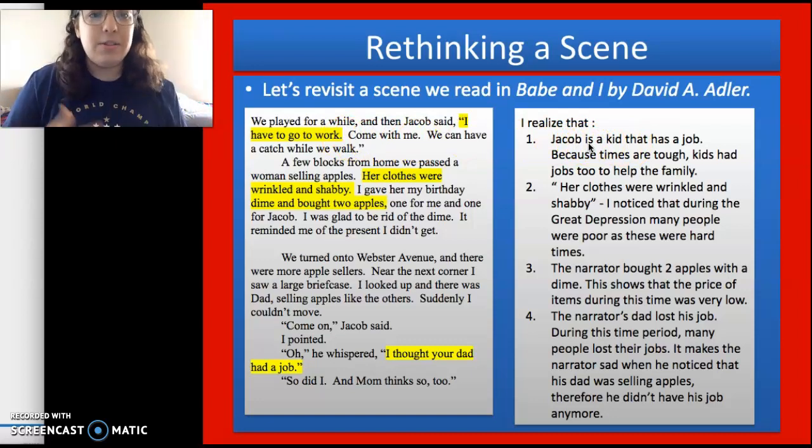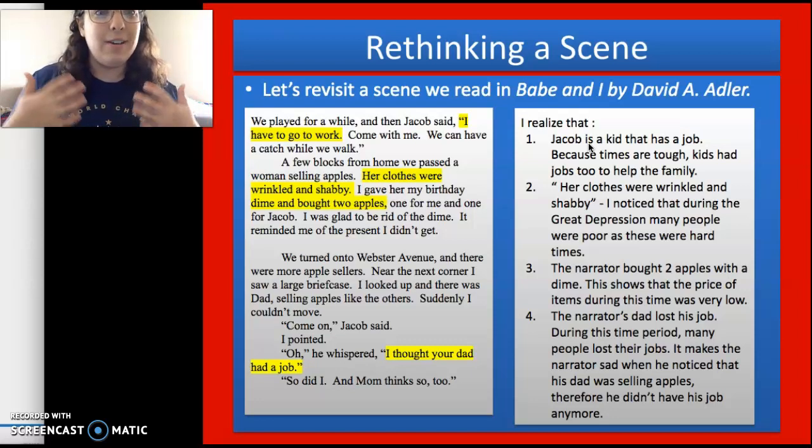And thinking about the historical context of it, I can think that Jacob has a job because times are tough and his family might not have a lot of money, and it was helpful and important for kids to have jobs to help their family with money. And I wouldn't have thought that if I thought about the story happening today. That doesn't really happen as much today, especially with such a young kid. So I have to remember that historical time period playing into it.